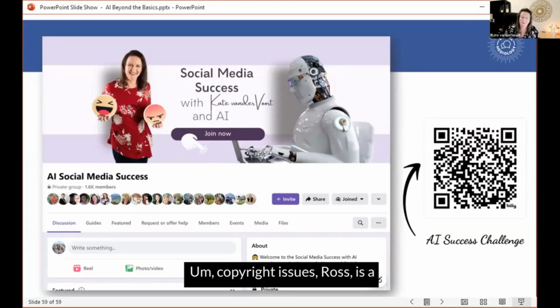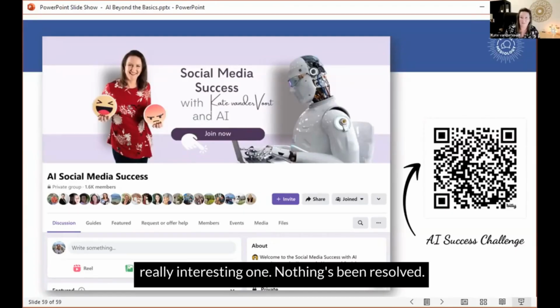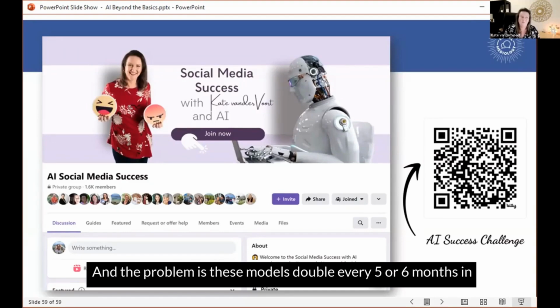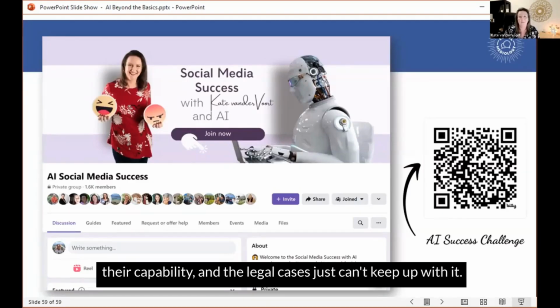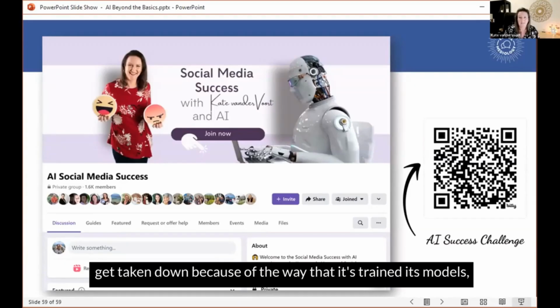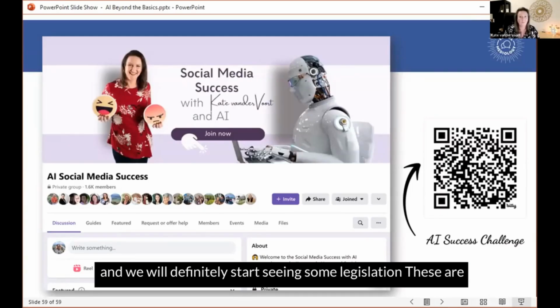Copyright issues, Roz, is a really interesting one. Nothing's been resolved. All the legal cases are unfolding at the moment. And the problem is these models double every 5 or 6 months in their capability, and the legal cases just can't keep up with it. But there is a version of the world where ChatGPT could get taken down because of the way that it's trained its models, and we will definitely start seeing some legislation.